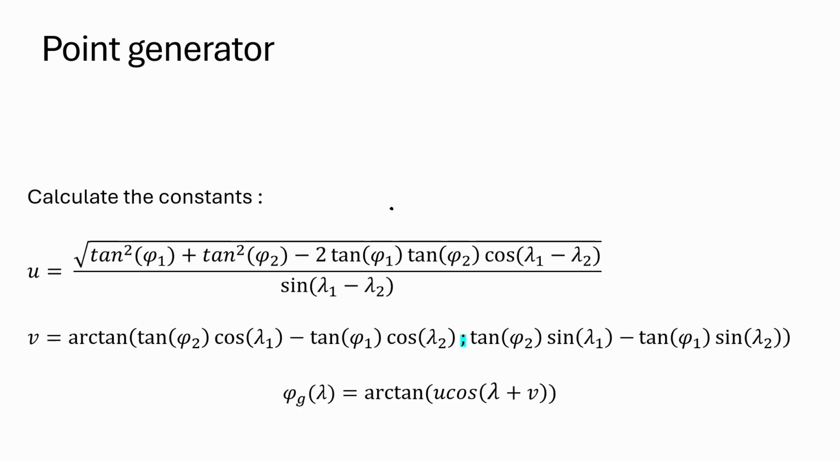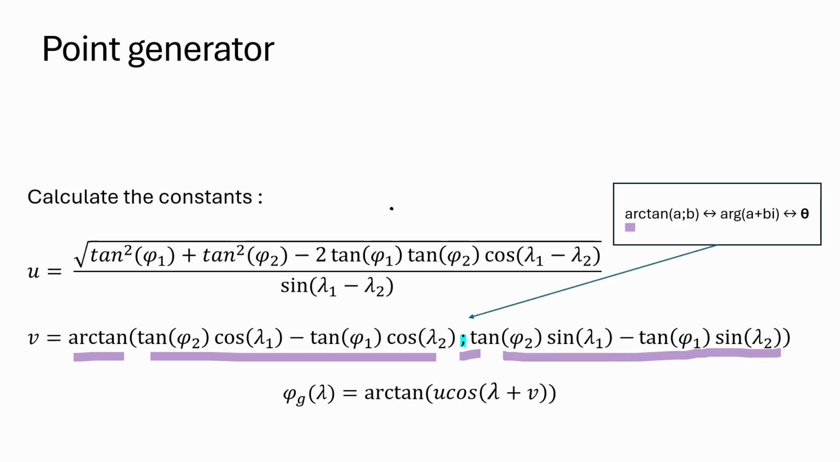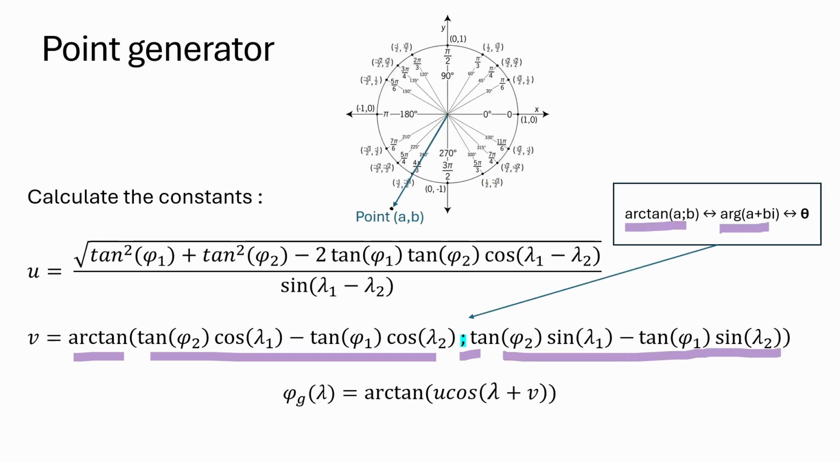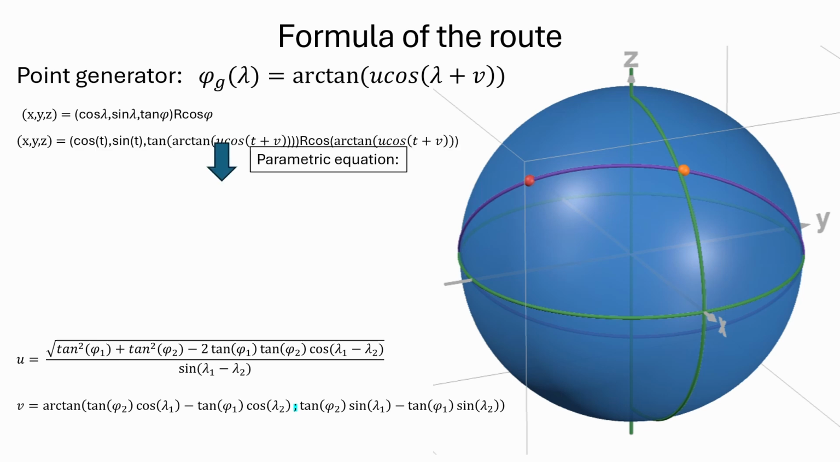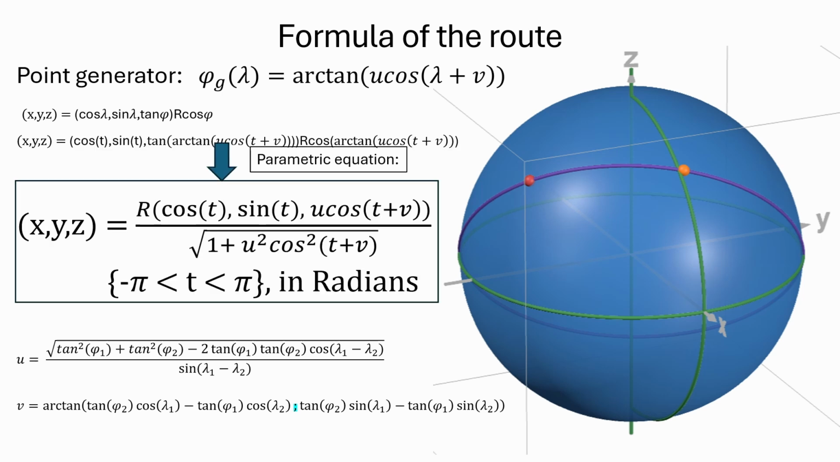If you don't know what arctan of something semicolon something means, if you've never seen the syntax, it's the same as the argument, or it's the same as having a point, drawing a vector to that point, and taking the angle that is counterclockwise starting from the x plus axis. Now we have our route, and the exact parametric formula for the route is this.